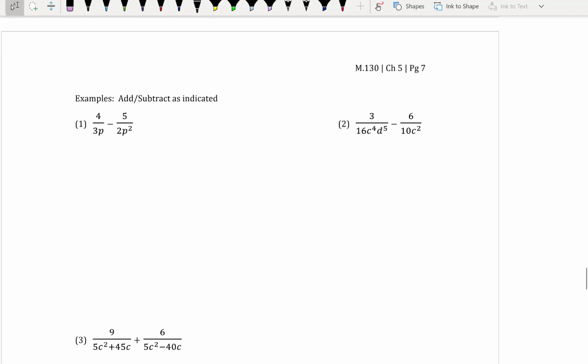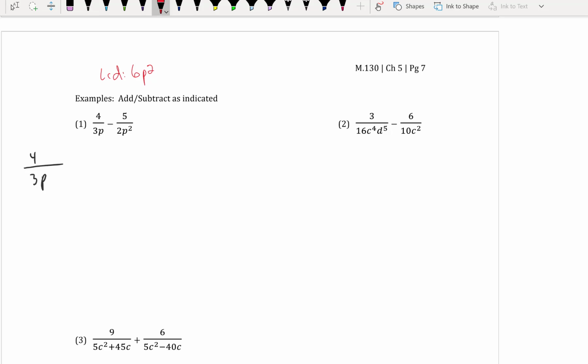All right. So that was just your warm-up, so that now we can actually put that into play for the next examples. So it says now to add and subtract as indicated. So the first thing we need to do is make sure that we have an LCD. So if I'm looking at my coefficients 3 and 2, that would be a 6. If I'm looking at my variable p, the biggest exponent is p squared. So now I have 4 over my 3p.